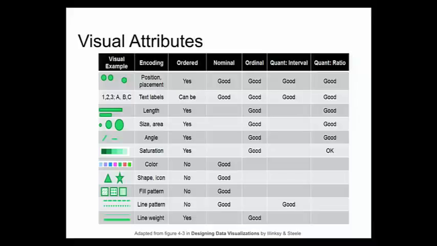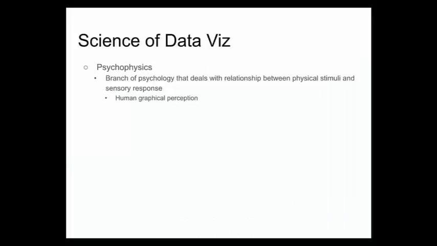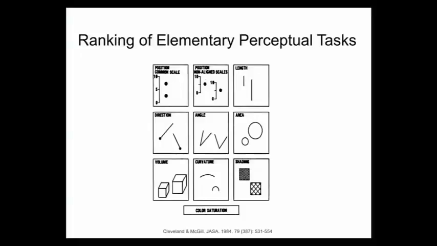I'm saying this, but you could ask, where does all this come from? Whether or not certain visual attributes are good for certain types of variables comes from what I call the science of data viz. It comes from a field called psychophysics, a branch of psychology that deals with the relationship between physical stimuli and sensory response, or human graphical perception. When you're trying to infer information from a data visualization, you have to go through a series of elementary perceptual tasks. You're going to compare the position of two dots on a common scale, compare the position of things on a non-aligned scale, compare lengths, and all these things.